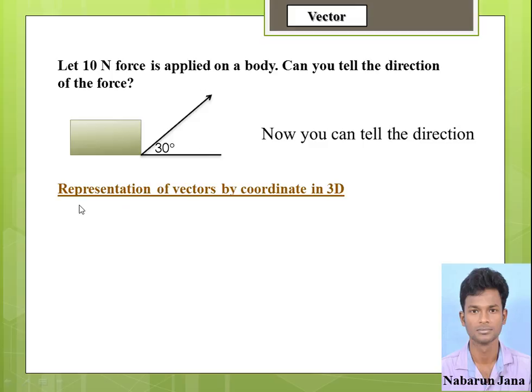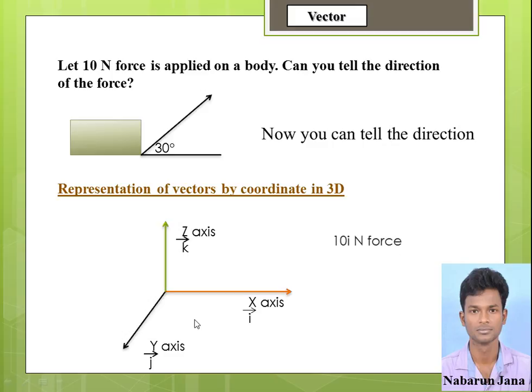So, representation of a vector by coordinates in 3D. In this type of approach, we need not mention the angle or the figure. You can easily calculate the angle or the direction of the force. So, these are the axes: x-axis, y-axis and z-axis. The direction of the x-axis is represented by vector i. Similarly, the direction of the y-axis is represented by vector j, and the direction of the z-axis is represented by vector k.